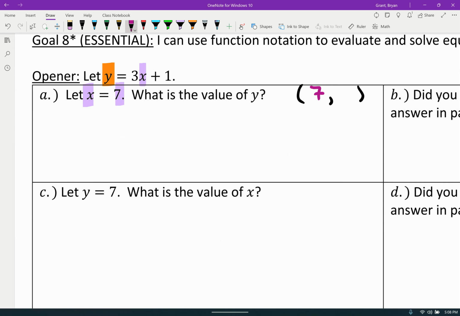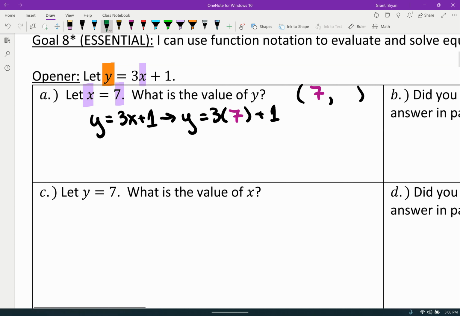And they're interested in what is the y value that is mapped or corresponds or is created by an x of 7. Well, to do that, we take our equation, y equals 3x plus 1, and we substitute in the known value. In this case, the value we know is an x of 7. That's what was given to us. And they're asking us for the value of y.